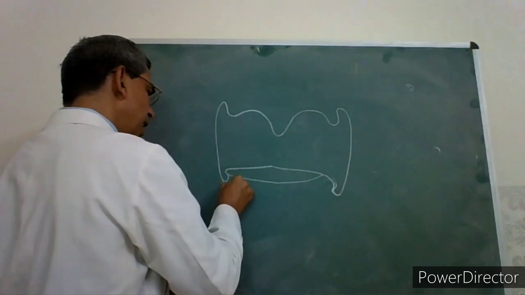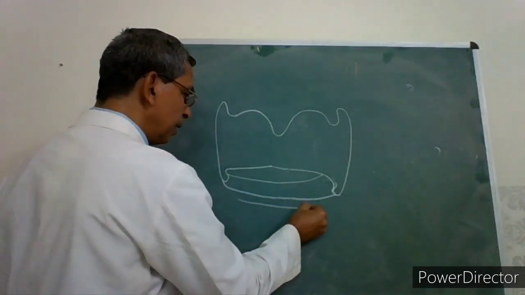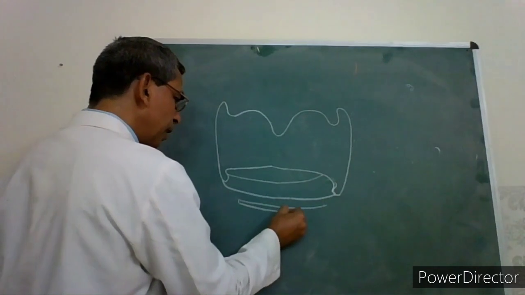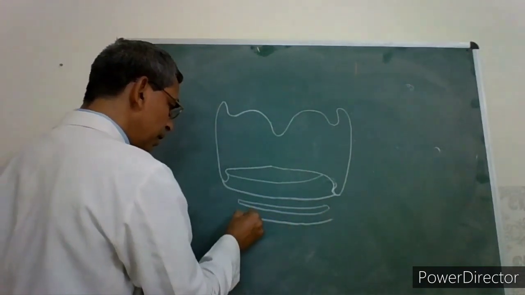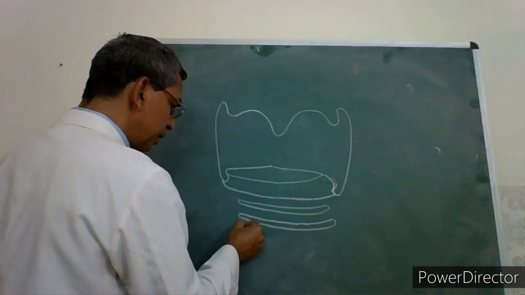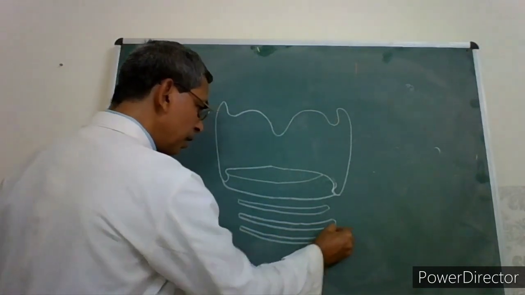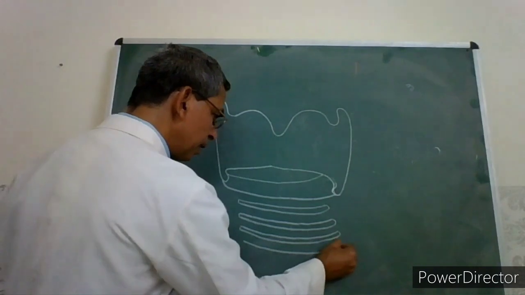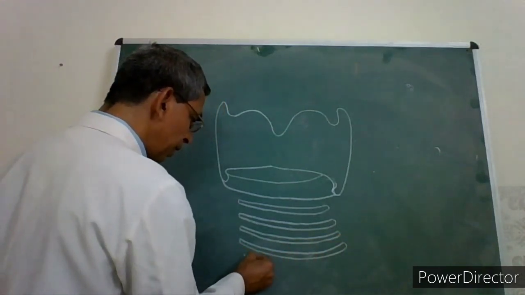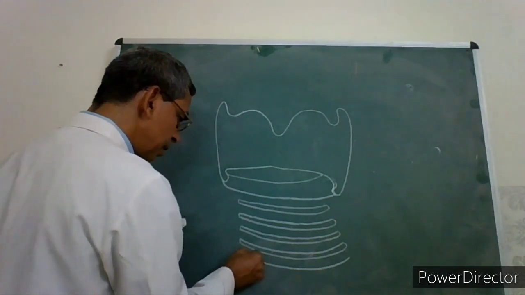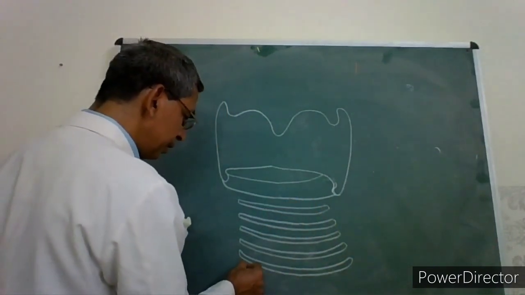The cricoid cartilage articulates with the thyroid cartilage. Okay, these are the tracheal rings. This is the first tracheal ring. This is the second tracheal ring. This is the third tracheal ring. This is the fourth tracheal ring. And this is the fifth tracheal ring. Okay, this is the sixth tracheal ring.